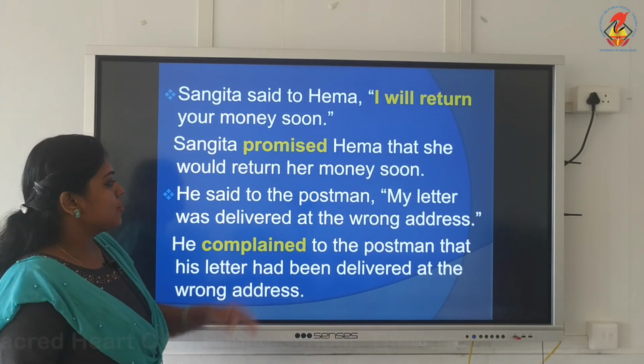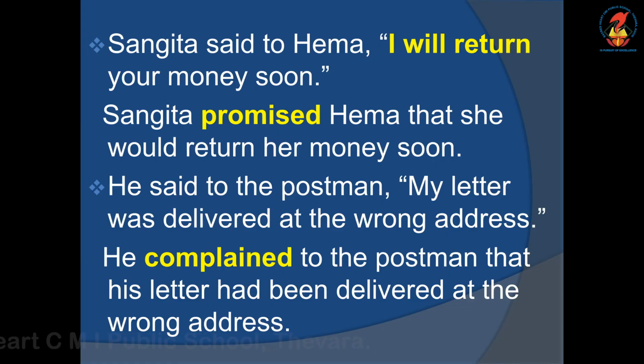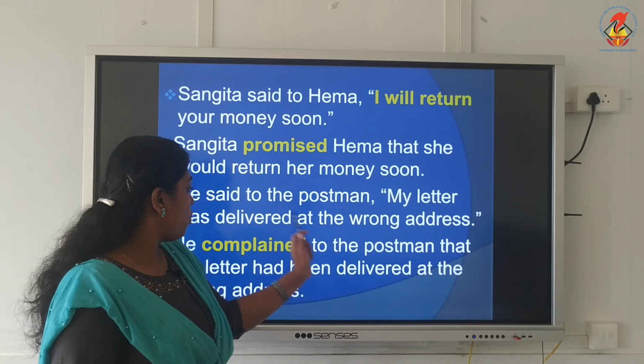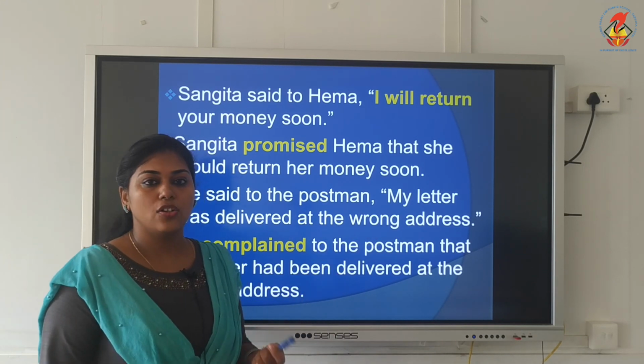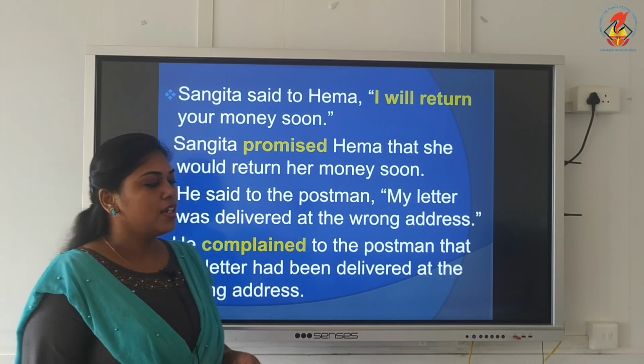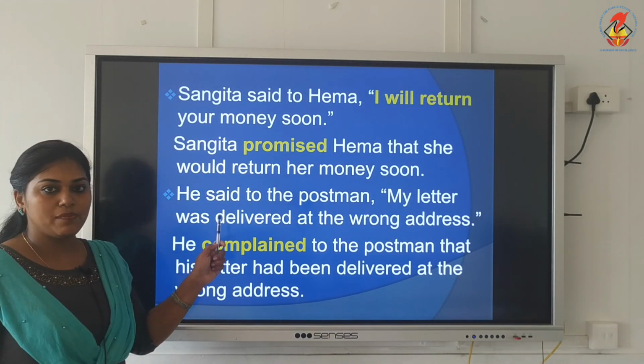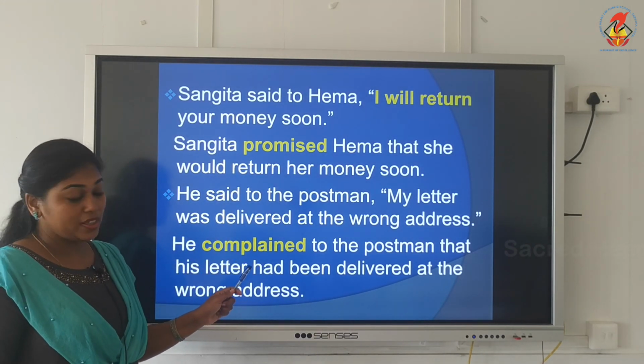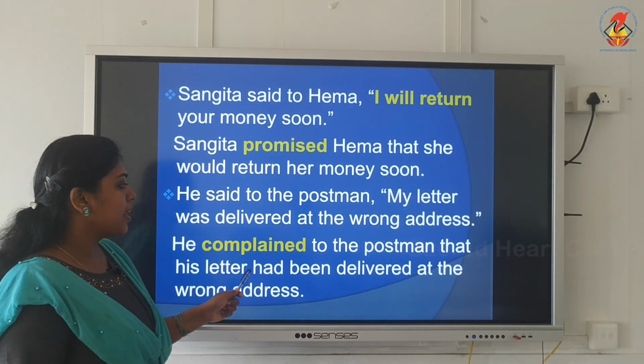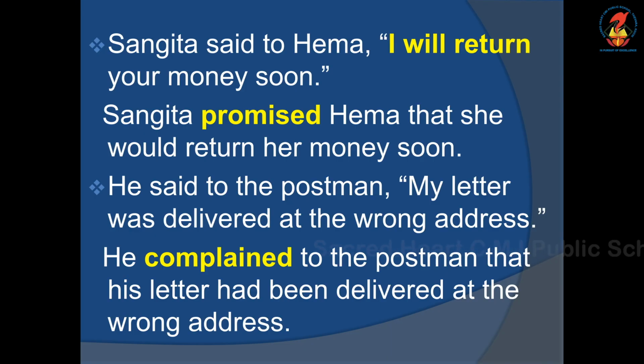He said to the postman, my letter was delivered at the wrong address. Now here we have an object, so the reporting verb has to be changed. My letter was delivered at the wrong address. That is a kind of complaint that the person is giving, right? So here we can replace the reporting verb said with complained. Okay, he complained to the postman that his letter, my has been changed into his, letter was delivered.